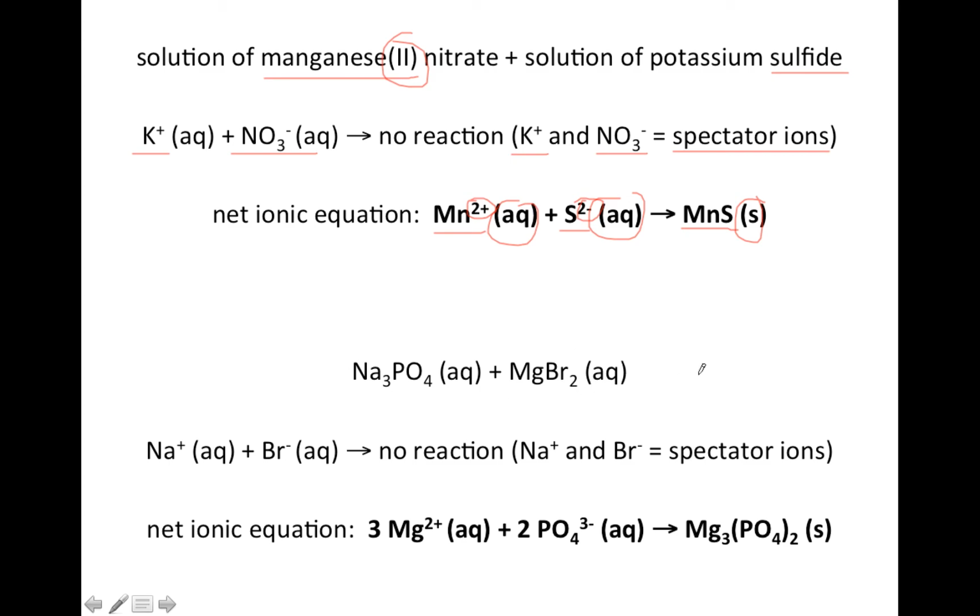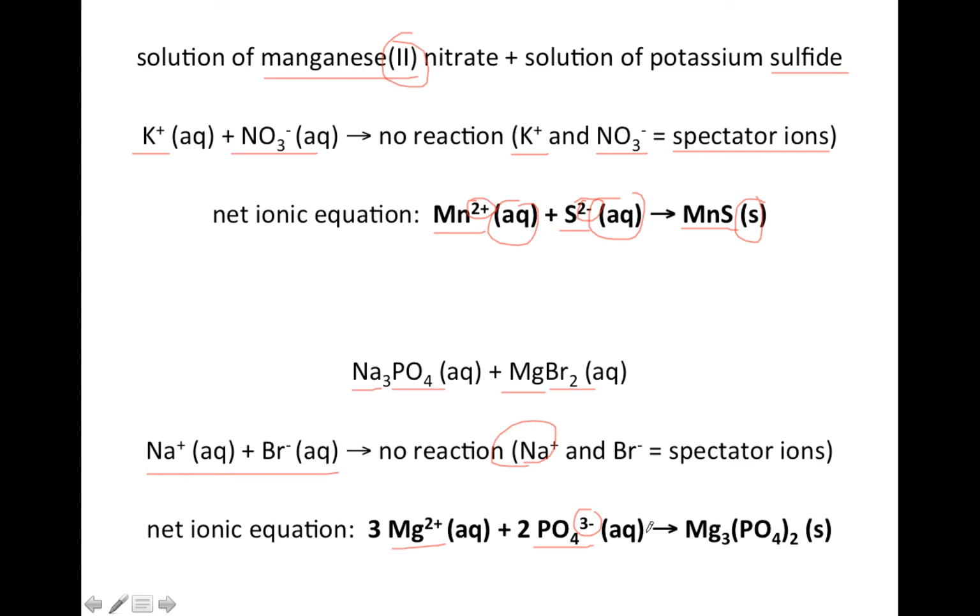Last example, Na3PO4 aqueous and MgBr2 aqueous. So we look and see if Na+ will stick to Br-, and the answer is no, because Na+ is group 1, and that doesn't stick to anything to make a precipitate, so those are going to be spectator ions. Therefore, we assume that the magnesium ions and the phosphate ions will stick together. Mg is column 2, so it's +2 charge. Phosphate, polyatomic ion with a known -3 charge.